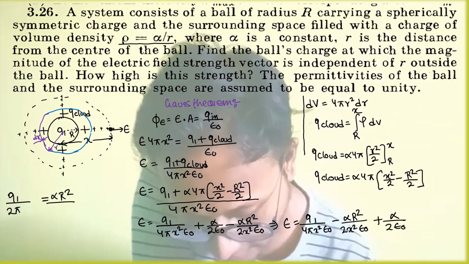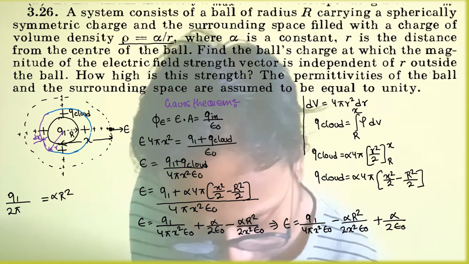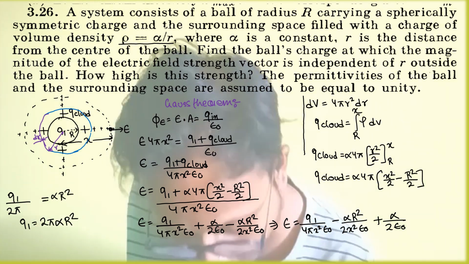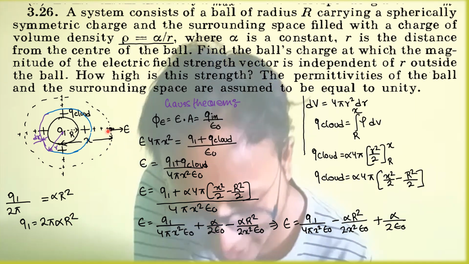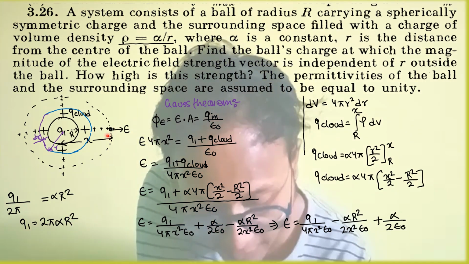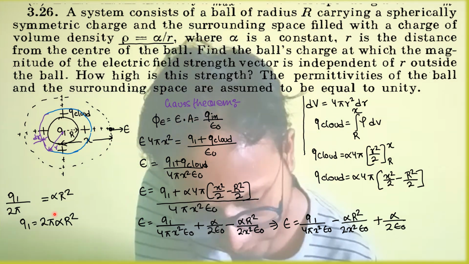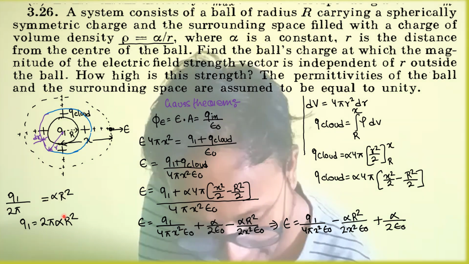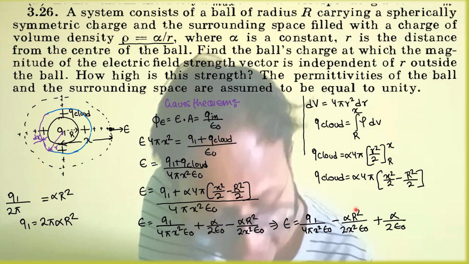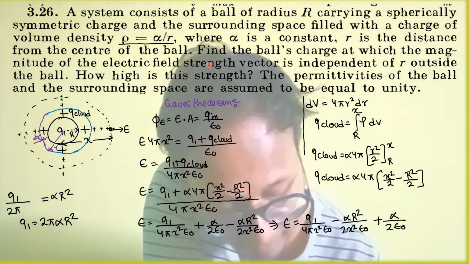Now let's see what the condition is. When q1 is equal to 2 pi alpha r square, what will happen? The electric field out here would be independent of x. So when the value of q1 is equal to 2 pi alpha r square, both the terms become 0, isn't it? And if both the terms become 0, the electric field becomes alpha by 2 epsilon naught.